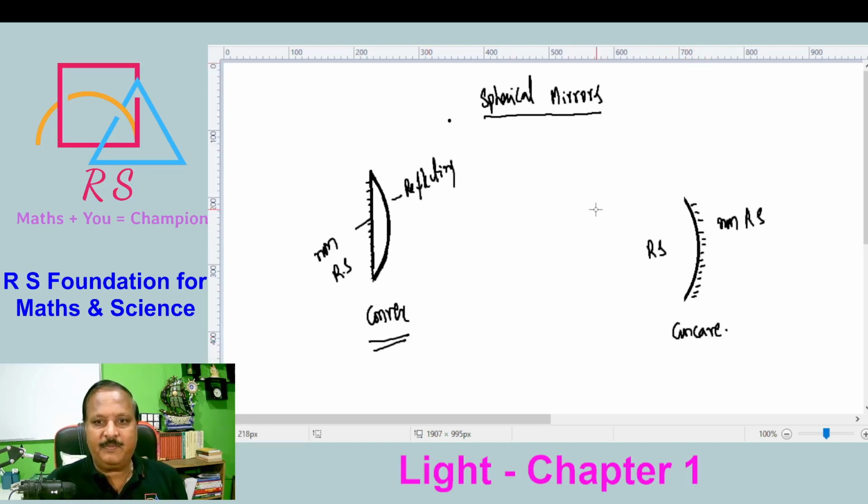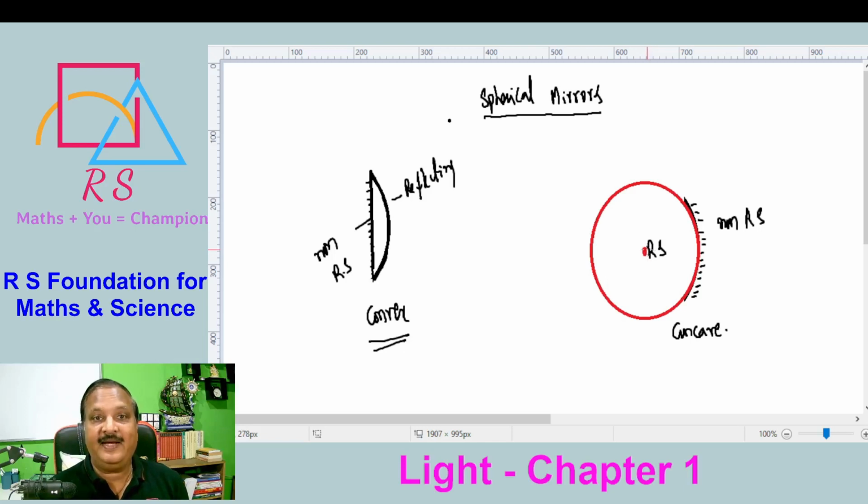If you extend this, what happens? You will get a complete circle. As the complete circle is there, every spherical mirror will have a center of curvature. Whatever curve you are seeing, it is a part of a circle. That is why a circle has a center, and the curvature also will have a center. So every spherical mirror, whether it is convex or concave, will have a center of curvature.